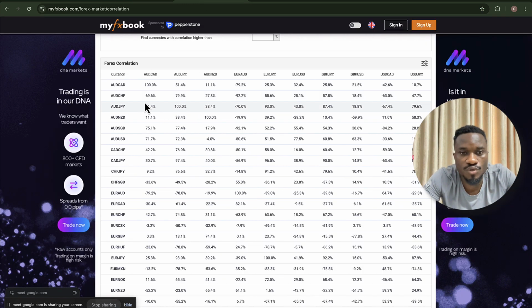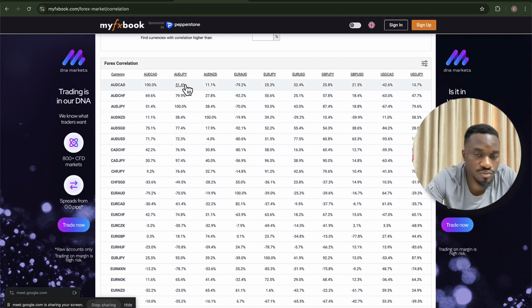Now, I've told you what vertical and horizontal is all about. AUD CAD and AUD CAD, when you compare them together, they are 100% positive. That means they are the same thing. Now compare AUD CAD to AUD JPY. They are 51.4, so they are averagely related. Now, AUD CAD to AUD NZD, they are 11.1. That means they are different.